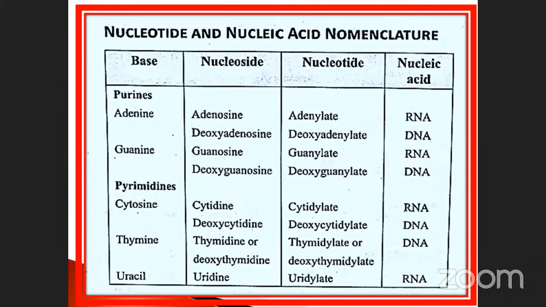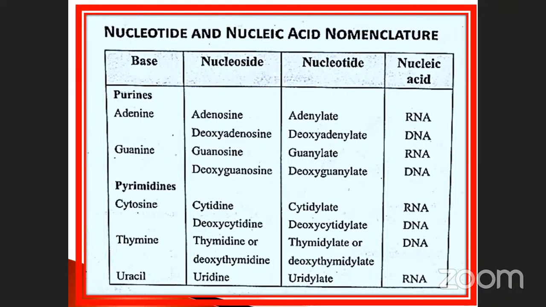So this is another important thing, nucleotide and nucleic acid nomenclature. Here there are 4 columns given. One is called base. What are the bases there? You already know: purine, adenine, guanine; pyrimidine, cytosine, thymine, uracil. These are the things. Nucleoside means absence of phosphoric acid. What is the meaning of this one? Adenosine.